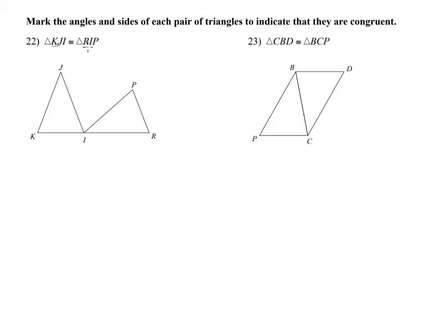Now here, I want to mark on the triangle our congruent sides, so side KJ is congruent to side RI, side JL is congruent to IP, and side KI is congruent to RP. Angle K is congruent to angle R. Angle J is congruent to angle I, which is RIP. And angle I, which is also KIJ, is congruent to angle P. To mark all of them, we need to mark all three sides and all three angles.